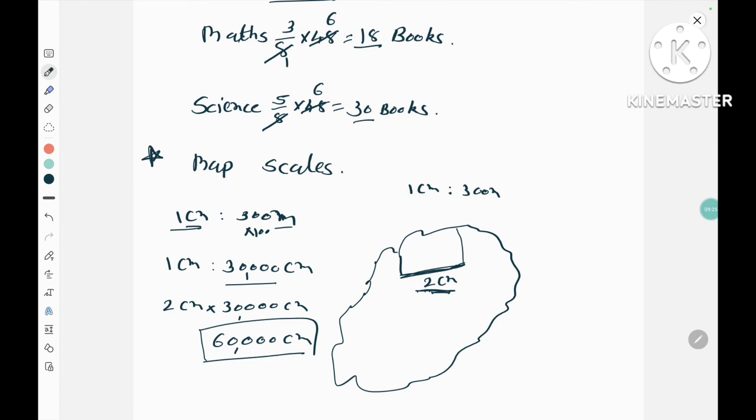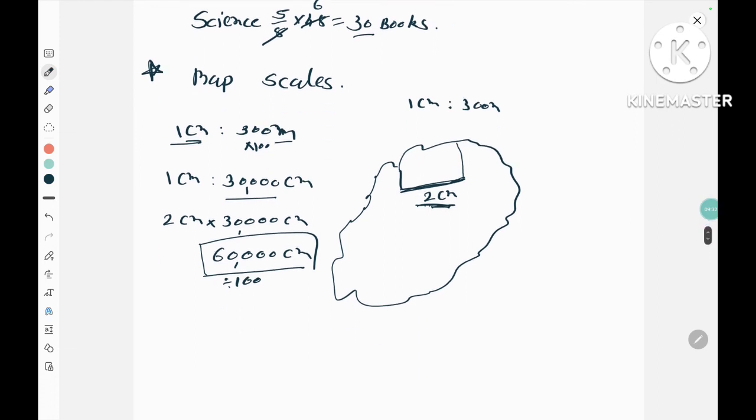Okay, so if I change into meters, then divide by 100, right? So to convert centimeters to meters, we have to divide by 100. So the zeros cancel, 0 0 cancel 0 0. See, if the last digits are 0, we can cancel them down when dividing. So the length of the flower bed is 600 meters.